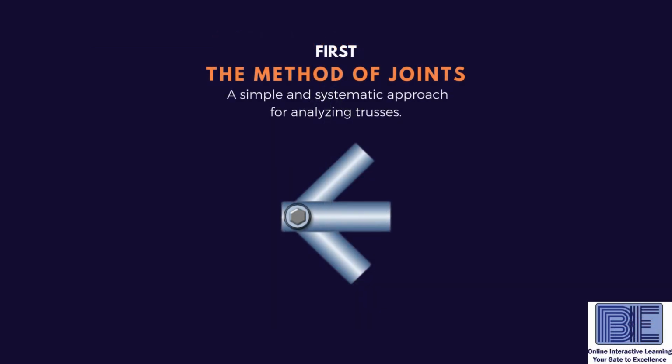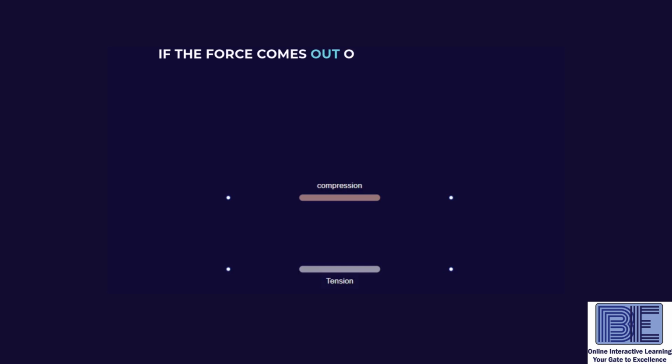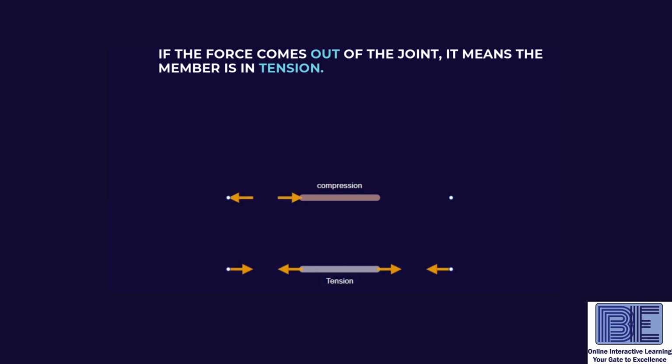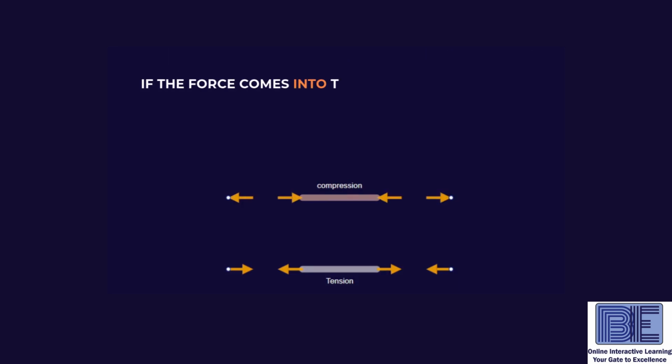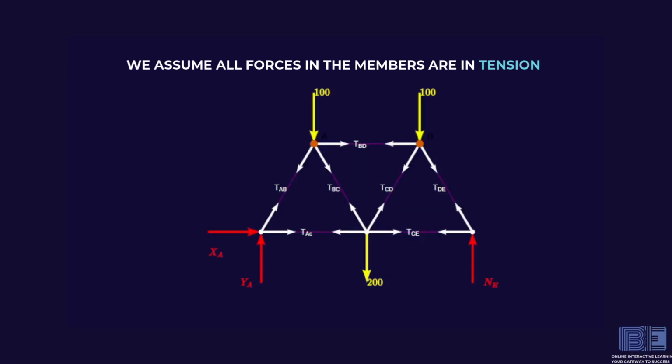First, we'll discuss the method of joints, a simple and systematic approach for analyzing trusses. The method of joints states that if the truss is in equilibrium, all joints must be in equilibrium. Newton's third law indicates that the forces between member and pin are equal and in opposite directions. If the force is directed away from the joint, the member is in tension. Conversely, if the force is directed toward the joint, the member is in compression. In this demonstration, we assume that all forces acting on the members are in tension.